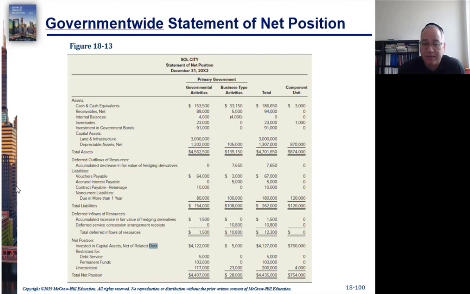So this is what a government-wide statement of net position, like a balance sheet, is going to look like. Here you can see assets of governmental activities versus business-type activities. And again, governmental activities would be the governmental funds. Business-type activities would be your proprietary funds. And you have assets, liabilities, what's called deferred inflows of resources, and then net position.